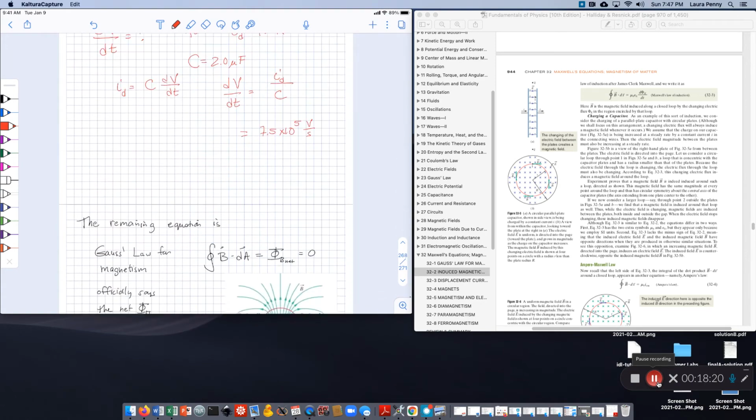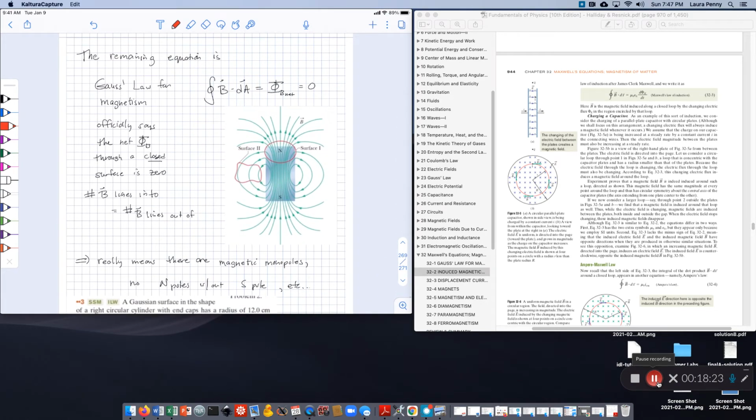For magnets, again, we have the net magnetic flux through a closed surface. But here it's equal to 0. So if this was really normal, we would ask, is there some magnetic pole inside there by itself? But this rule says that the net magnetic flux through some closed surface is 0.